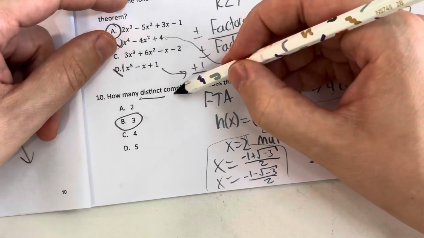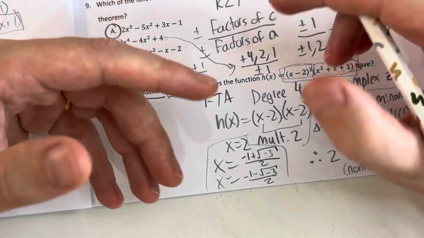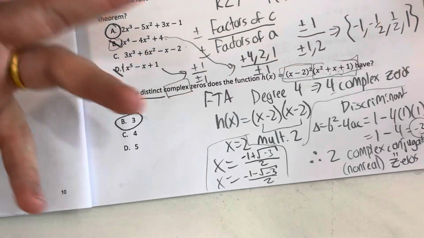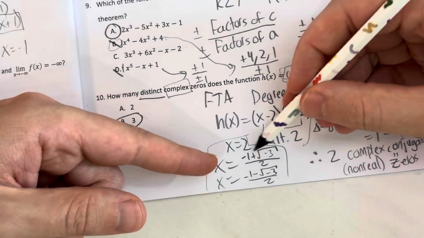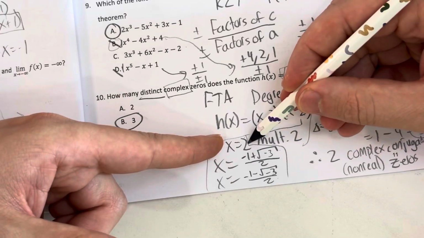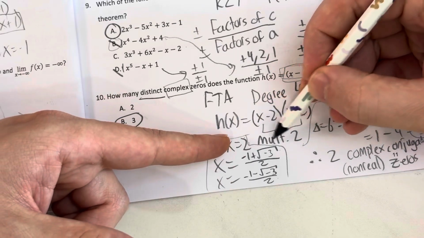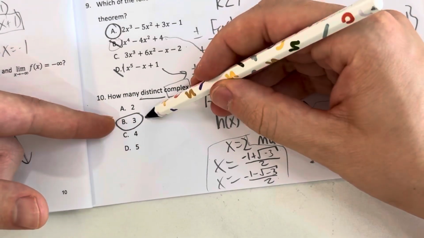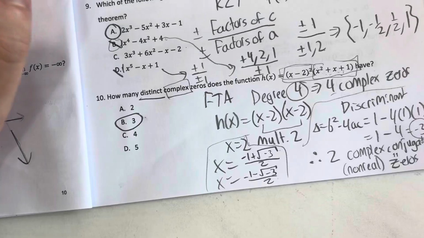And so the other detail here is that complex includes real and non-real. Basically, every number you've ever heard of is a complex number. Real numbers are complex, and so are non-real. So we've got 3 distinct, and the real zero has multiplicity 2. That's how you end up at degree 4, even though there's only 3 distinct.